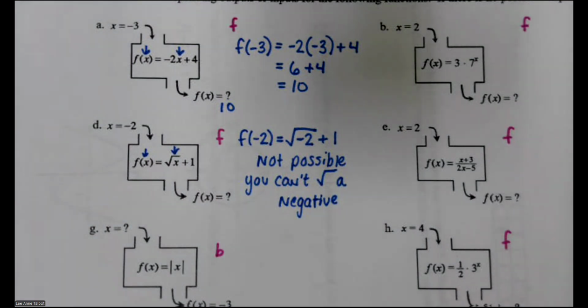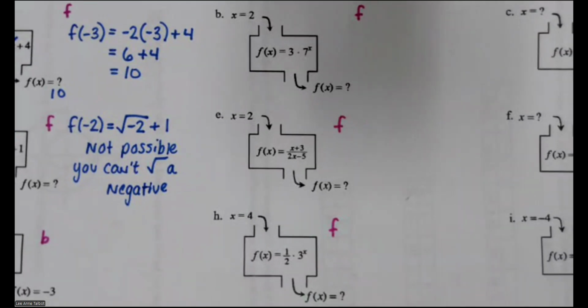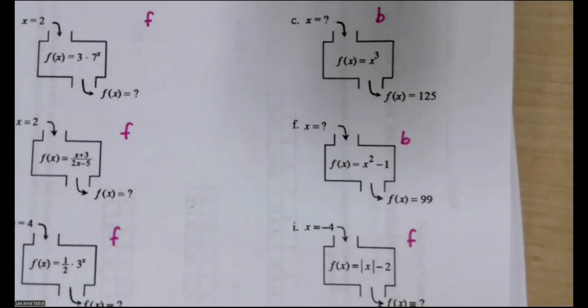Okay, take a look at the next column, B, E, and H. Do you guys think you could do those on your own? Do you know what to do? Okay, now let's scooch over to the last column, C and F. These ones are backward ones. They're going to take us a little bit more thought.